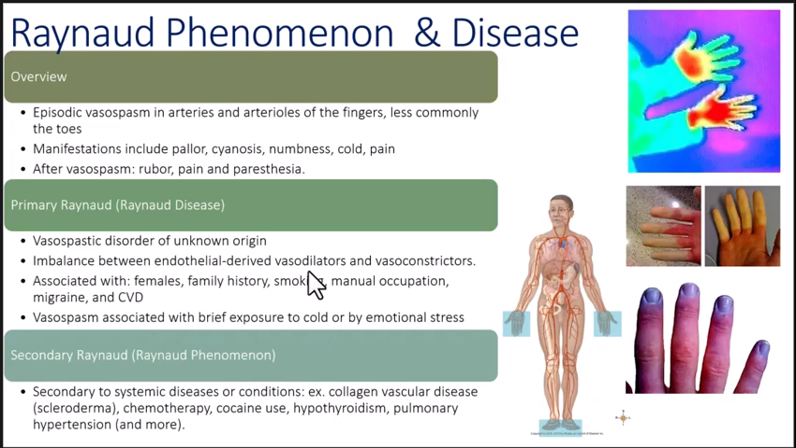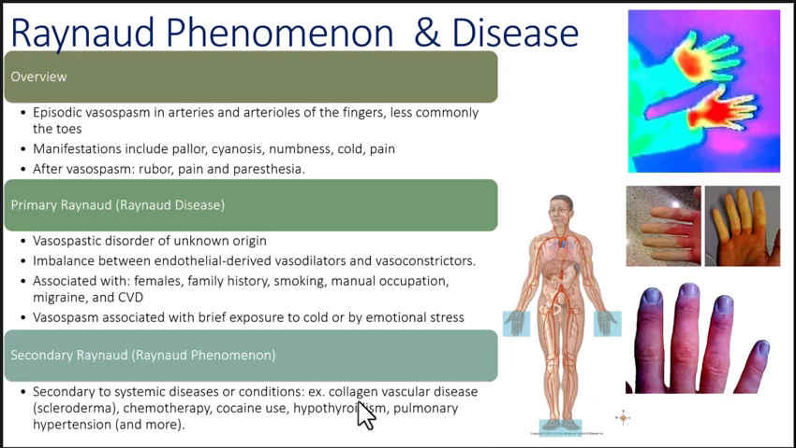And so what will bring it on? Well, the person will have either brief exposure to cold, whether it's outside or they put their hands in a freezer or they're holding on to something cold, or emotional stress can also bring it on. Secondary Raynaud's or Raynaud's phenomenon is secondary to some systemic disease. So somebody has a disease or condition and then they suffer from Raynaud's phenomenon because of it.